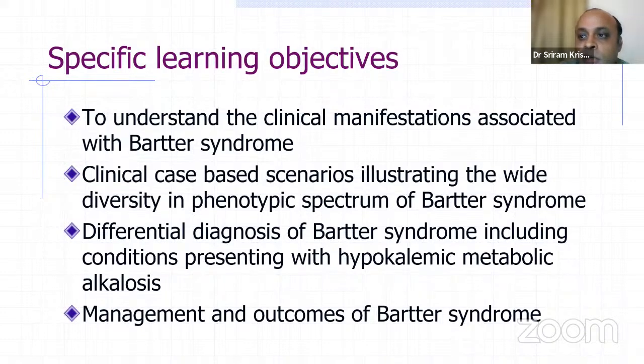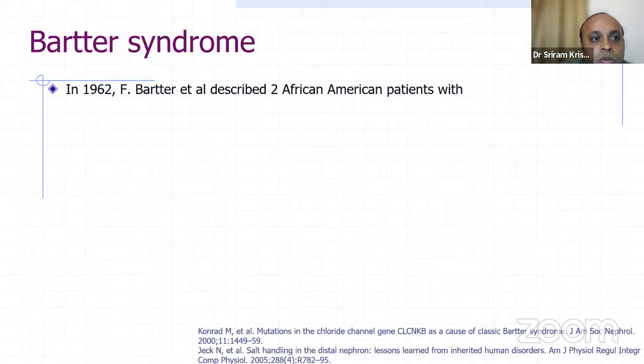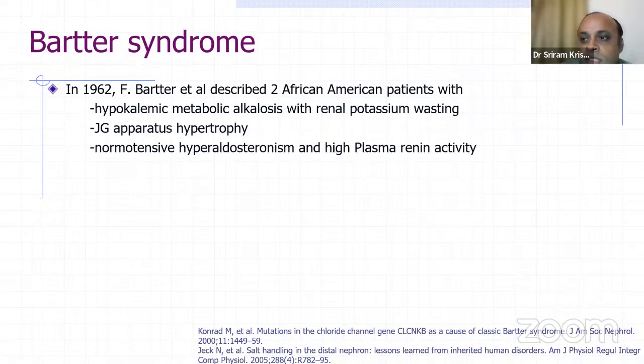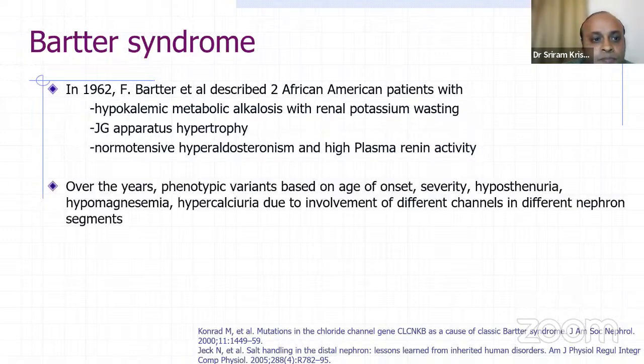And management and outcomes of Bartter syndrome in children. So in 1962, Bartter et al. described two African-American patients who presented with hypokalemic metabolic alkalosis with renal potassium wasting. They had JG apparatus hypertrophy, normotensive hyperaldosteronism, and high plasma renin activity.